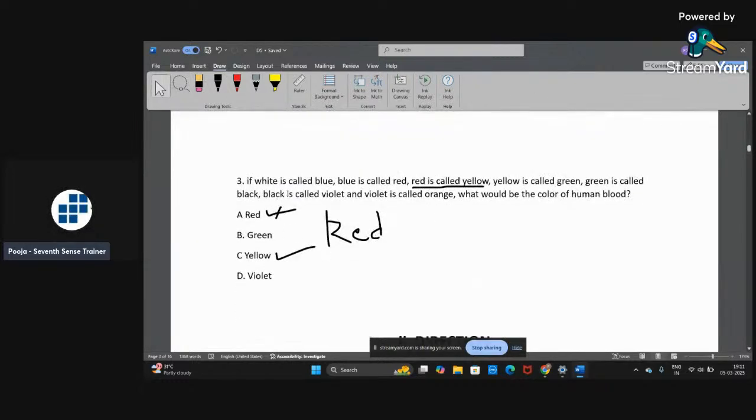Next one. If white is called blue, blue is called red, red is called yellow, yellow is called green, green is called black, black is called violet, violet is called orange, what would be the color of human blood? Human blood is red, right? We should not take the option A, because your red is called as yellow. It is coded as yellow. So your option is C. Yellow will be your answer.